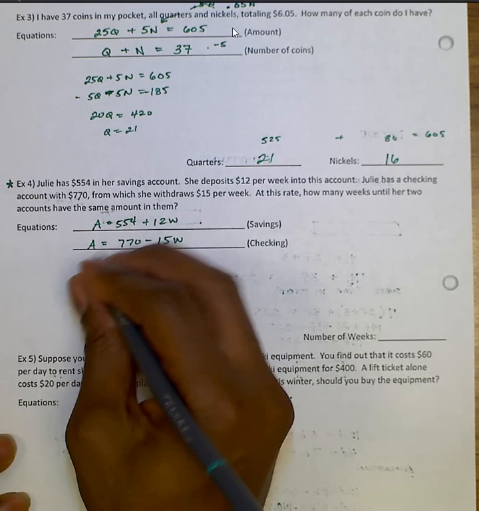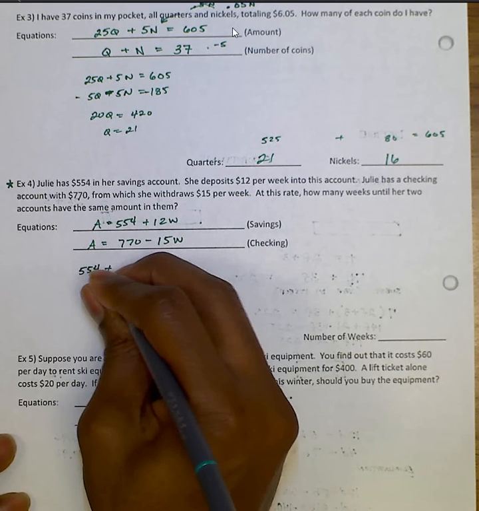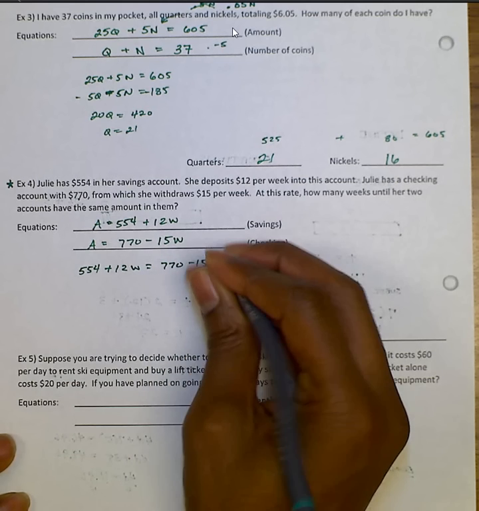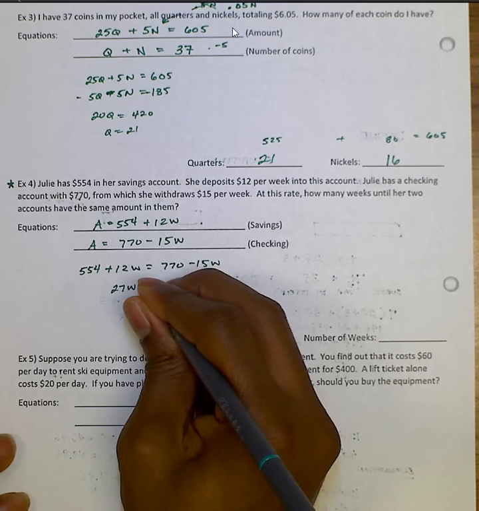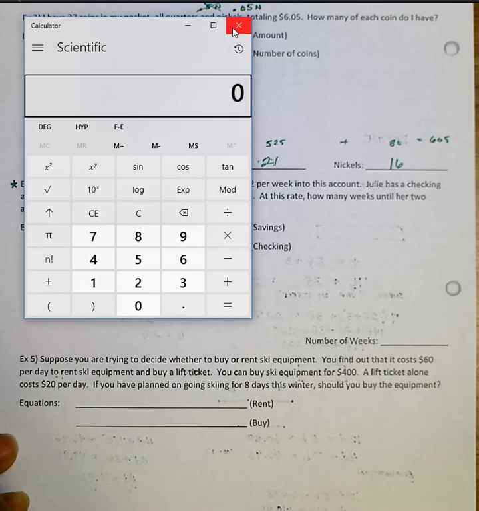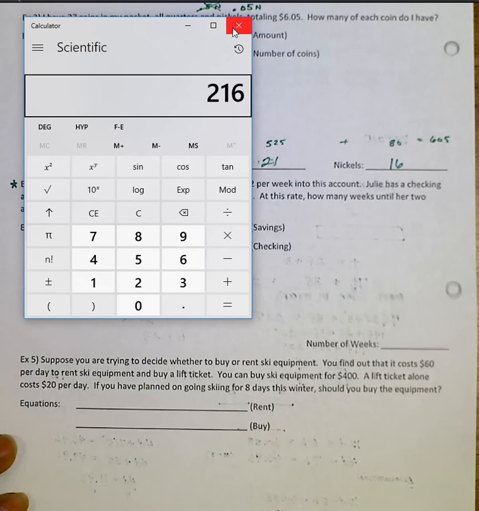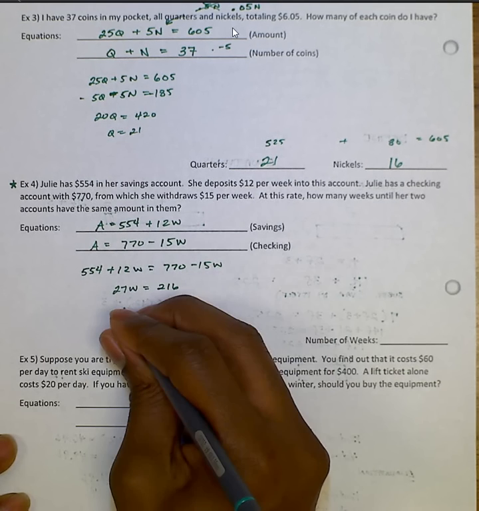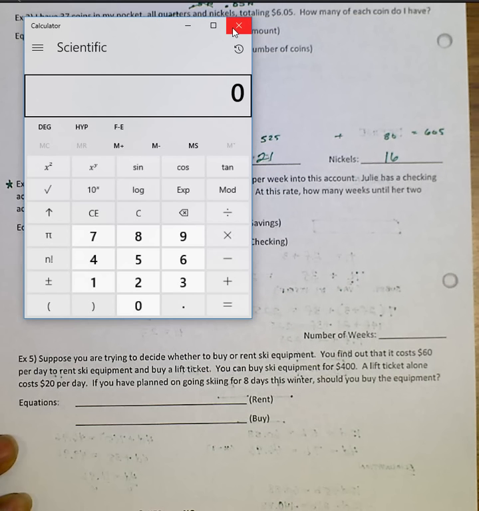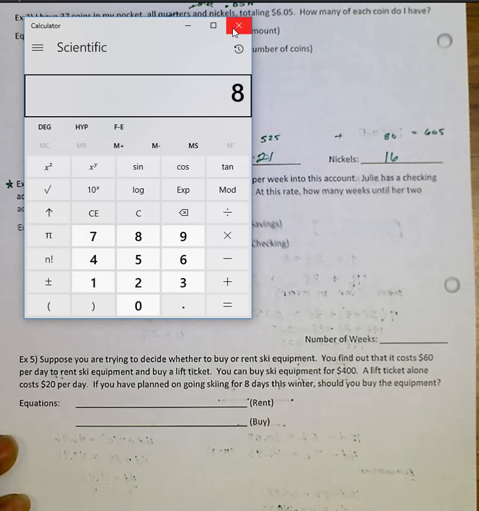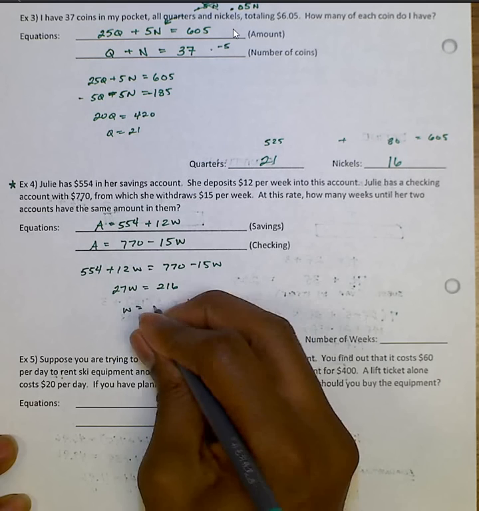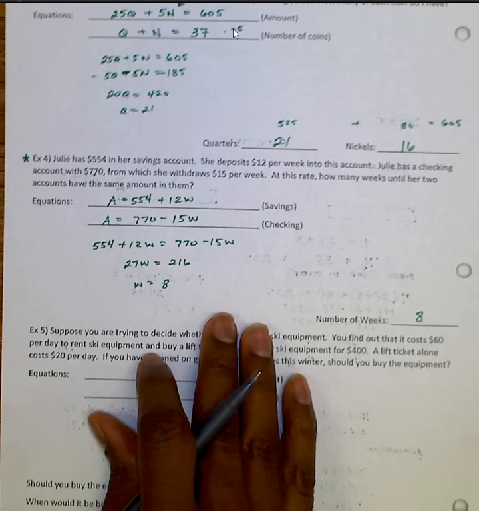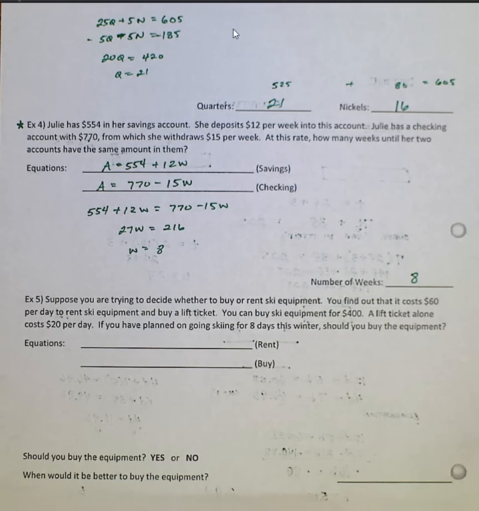And in the second equation, I'm just going to say 554 plus 12w equals 770 minus 15w. I'll get 27w. 770 minus 554 is 216, equals 216. W equals 8. So how many weeks until they have the same amount? 8 weeks. Alright, hopefully you tried that on your own, got that answer, and are satisfied.